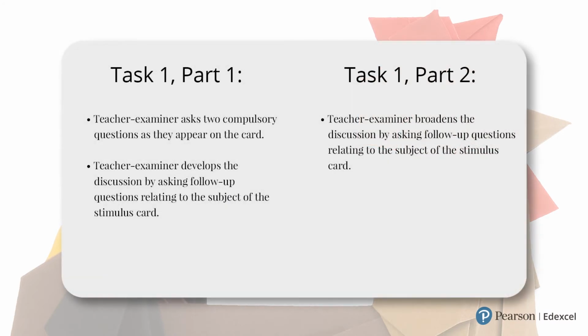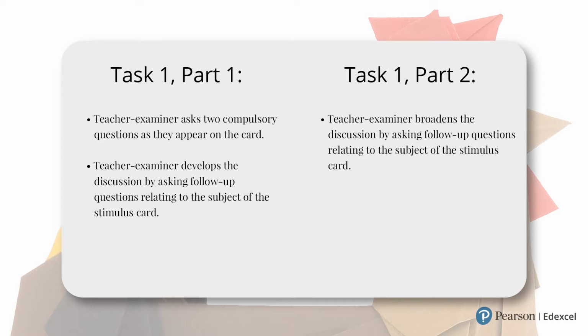There are 2 parts to Task 1. In Part 1 of Task 1, the teacher examiner asks the 2 compulsory questions on the card exactly as they are presented. The register may be changed, for example by changing the vous form to the tu form in French, but apart from that the questions must be asked verbatim. After the candidate has responded to the 2 compulsory questions, the teacher examiner asks some appropriate follow-up questions relating to the subject of the stimulus card.